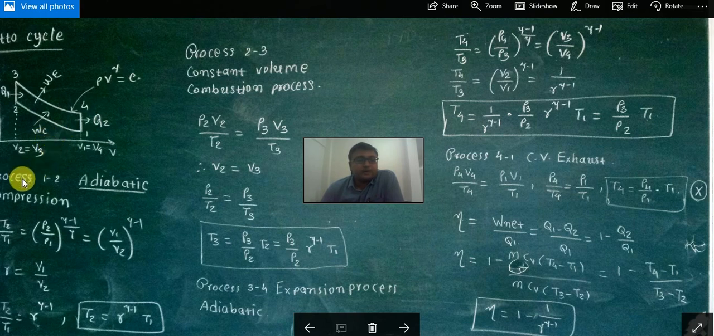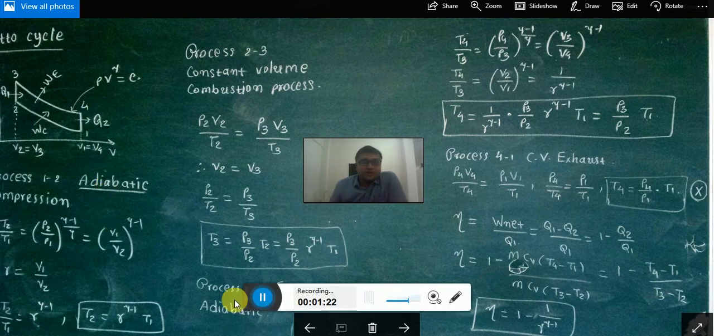So process number 1 to 2 is the adiabatic process, and whenever we are hearing this adiabatic process, at that time one equation comes to our mind, which is T2 by T1 is equal to P2 by P1 raised to gamma minus 1 upon gamma is equal to V1 by V2 raised to gamma minus 1.